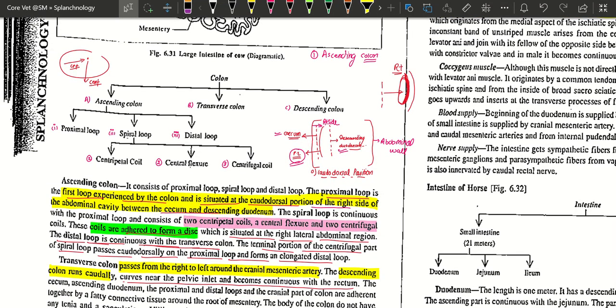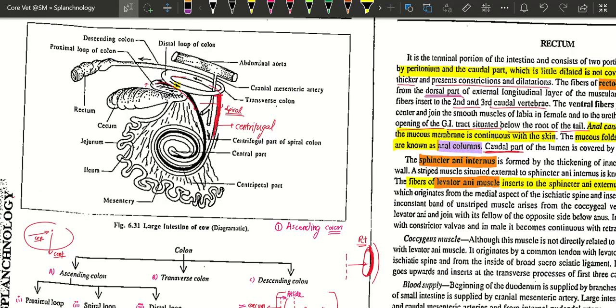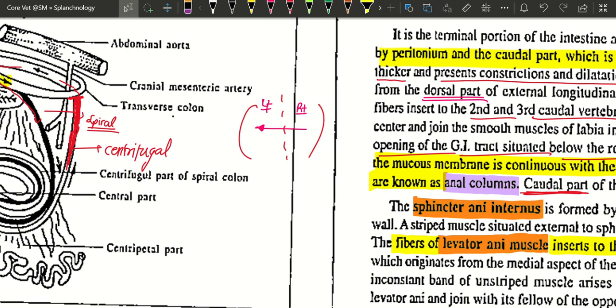Why transverse? We all know a transverse line means crossing something, right? So why is it called the transverse colon? Because, consider this again as the abdominal cavity. This is the midline. So what does the transverse colon do? It moves from the right side of the abdomen to the left side. This is the right, this is the left. So the transverse colon will be traveling from the right side of the abdominal wall to the left side. That's why it is known as the transverse colon.